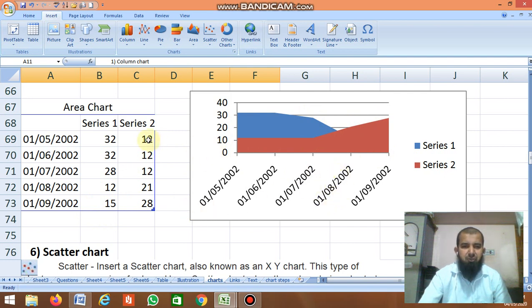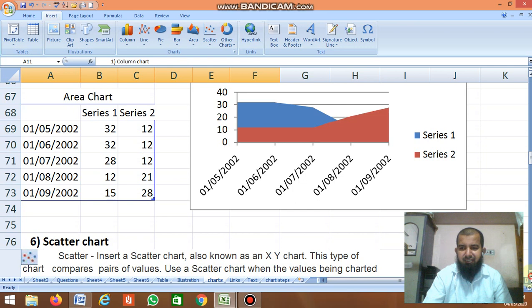Next, series 2. Which color is series 2? This color. Series 2's first point is 12. The next point is also 12, the third point is also 12. Next, the fourth point is 21, somewhat here. Next, the last to 28, like this. Clear, no? Next, the sixth one, scatter chart.